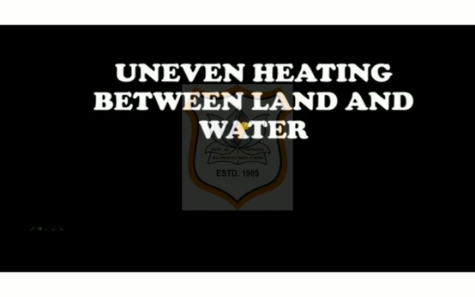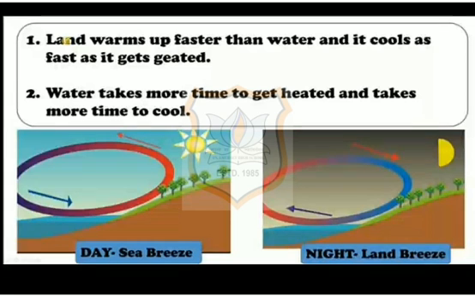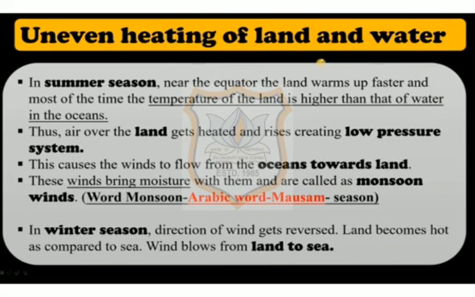Now we will discuss uneven heating between land and water. Students, you have read about the sea breeze and the land breeze in chapter 4. Land warms up faster than water and it cools as fast as it gets heated. Water takes more time to get heated and more time to cool. In summer near the equator, the land warms up faster and most of the time the temperature of the land is higher than that of water in the oceans.